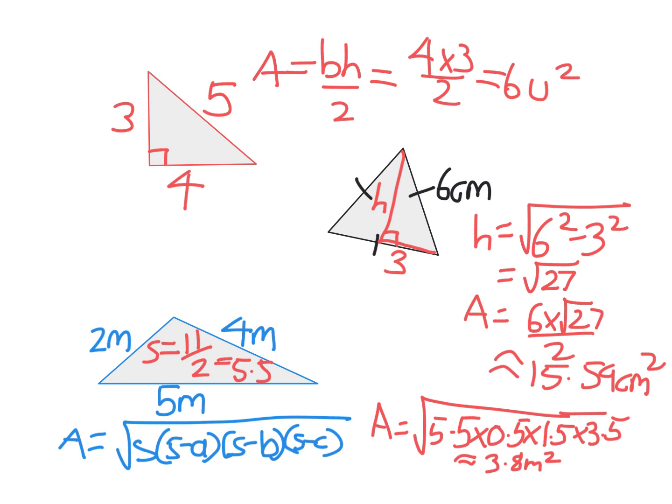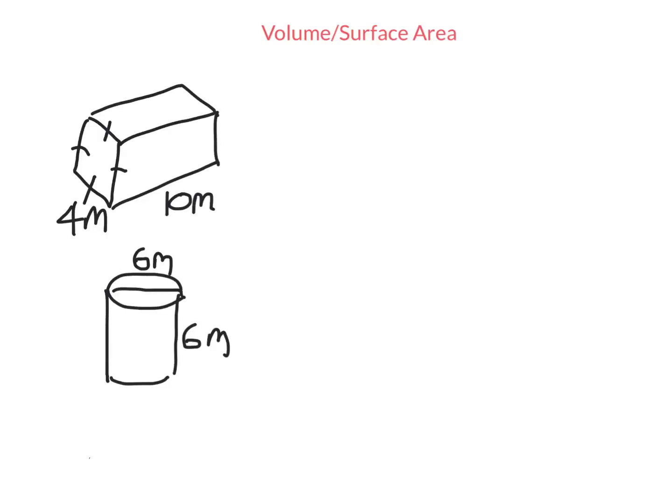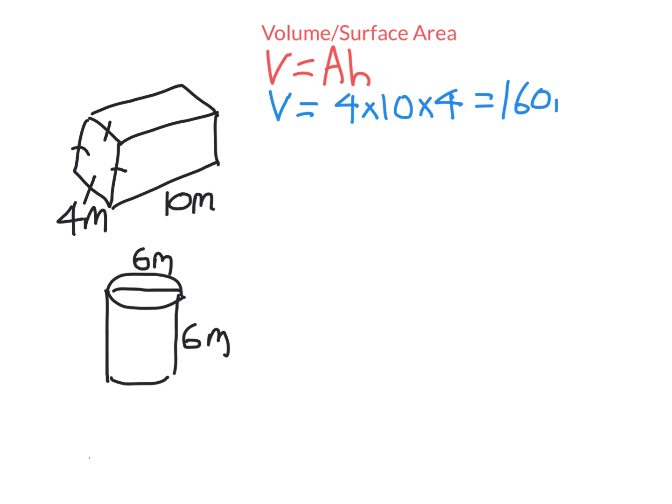All right, let's now look at some volume and surface area. So to find the volume of any prism, just use the formula AH, volume equals area of base times height. So even though a cylinder is technically not a prism, it still follows this formula. So here we have a rectangular prism. So the area of the base, the rectangular base, is 4 times 10, and then we just times that by the height, which is also 4. So putting this on our calculator, we get 160 meters cubed.